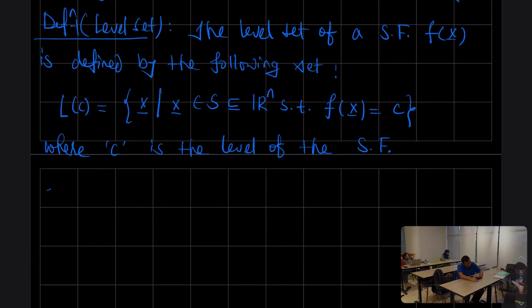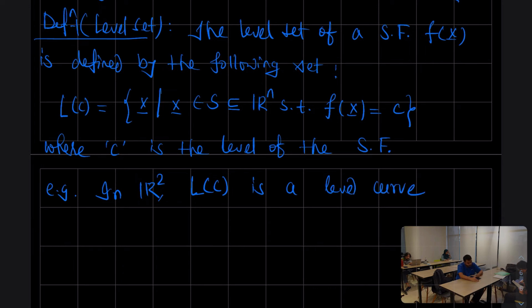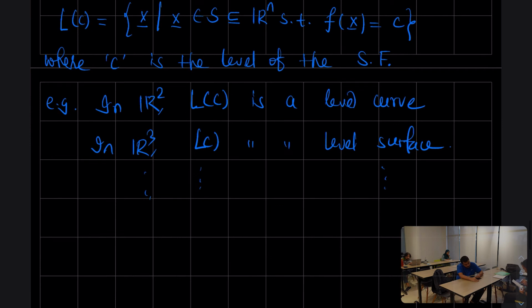Some examples: in R2, L_C would be a level curve. In R3, L_C is a level surface. And it goes on with dimensions. Level curves are also known as contour maps, contour lines.